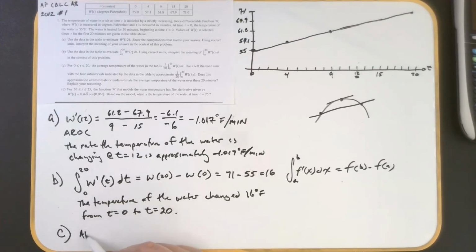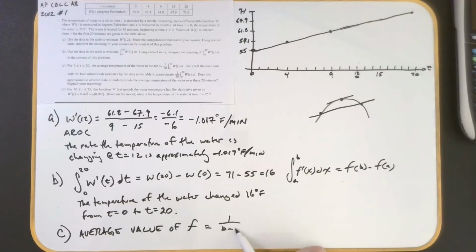Average value of a function, recall: the average value of f is equal to 1 over b minus a times the integral from a to b of f of x dx. Now I'm going to erase this in just a second, but just to review, the average value of a function is 1 over the difference of the interval times the integral over the interval a to b of f of x dx.